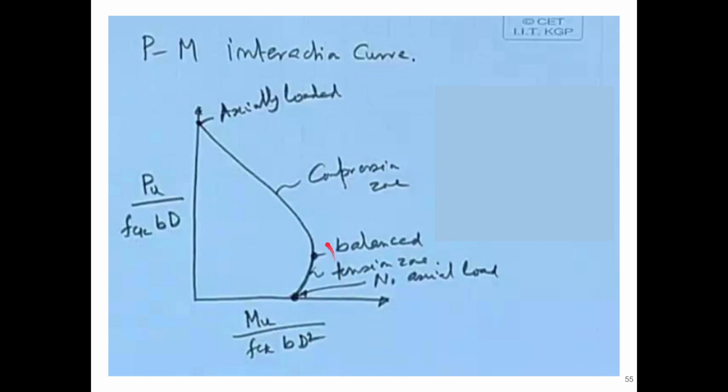This curve is for a given d prime by d value. d prime is basically the distance from the topmost fiber to the center of the rebar. From the bottom side it is the effective depth, right? From the top side, it is the clear cover plus half of the diameter. So that is the d prime value. We will solve this in coming classes. This is to give you a very initial idea of how it is done and how we will be using it.